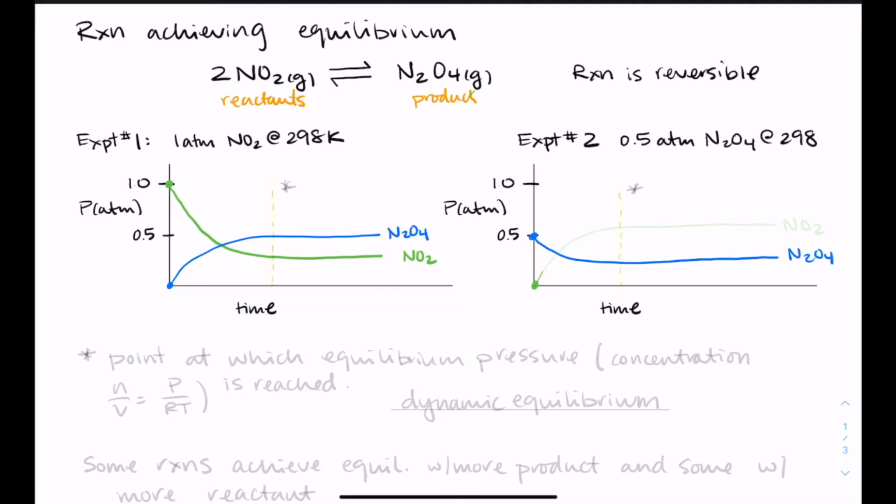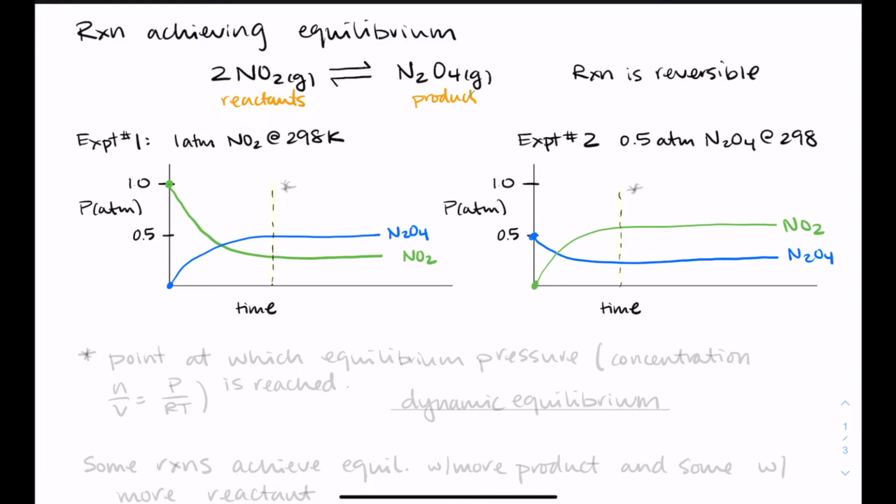So I have that also marked on this graph with a dashed line and a yellow highlight. So this is the point at which the equilibrium pressure is reached. And I have interchanged concentration a couple of times with pressure in describing this. Well, if you look at the ideal gas law, concentration is really just number of moles in a volume.